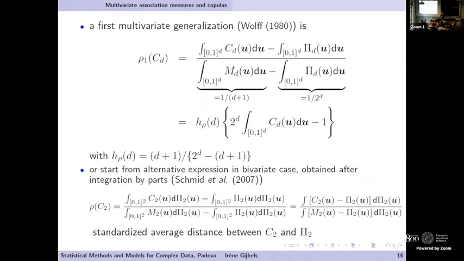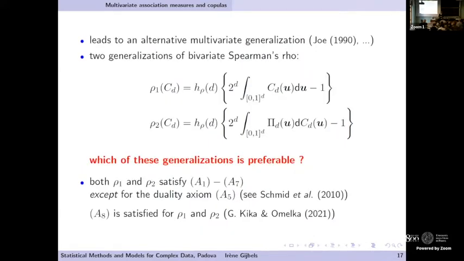Now, there is another version around of the multivariate Spearman's rho. And how do you come to that? Well, in the bivariate case, you do a partial integration, and you come to an expression which is essentially an average distance between your bivariate dependence structure and the independence copula structure. If from here you do the same, replacing the bivariate versions by multivariate versions, you get another multivariate generalization of Spearman's rho. They're not the same. They are the same in the bivariate case, but not in the multivariate case.